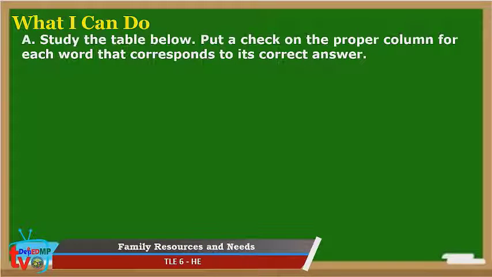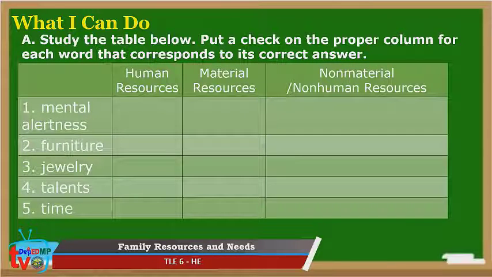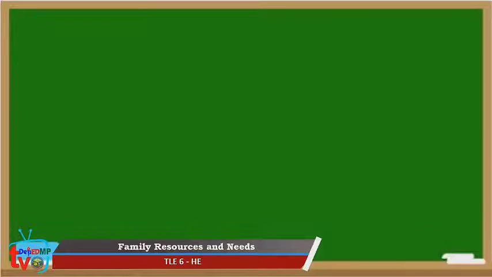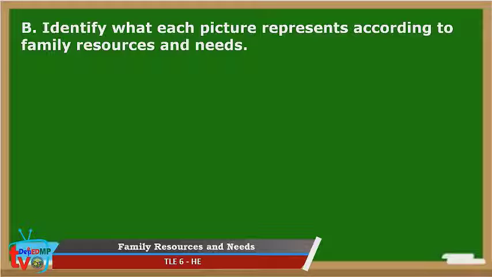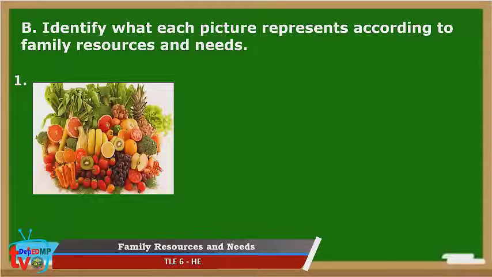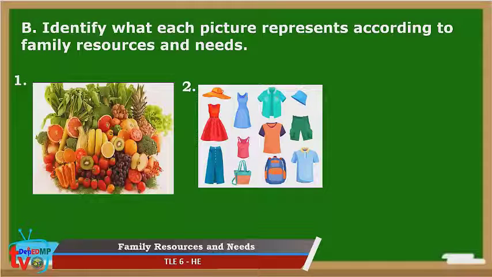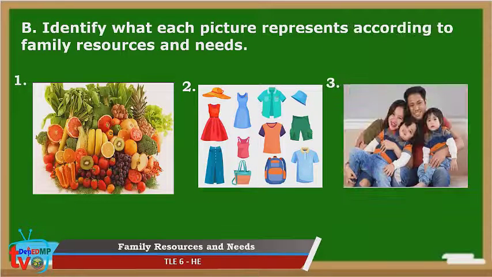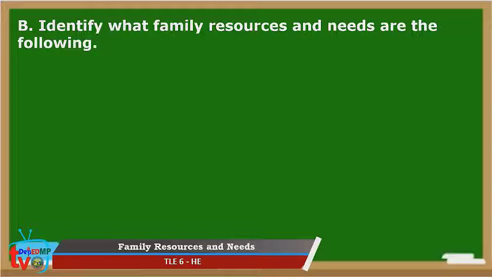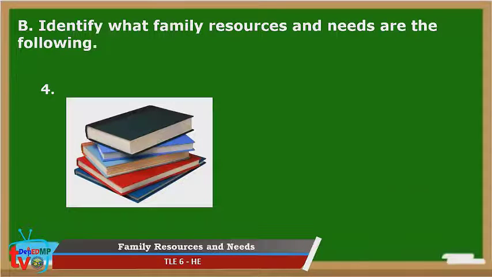Letter A, study the table below. Put a check on the proper column for each word that corresponds to its correct answer. Number 1, mental alertness. Number 2, furniture. Number 3, jewelry. Number 4, talents. And number 5, time. Letter B, identify what each picture represents according to family resources and needs. Number 1, number 2, number 3, number 4, and number 5.